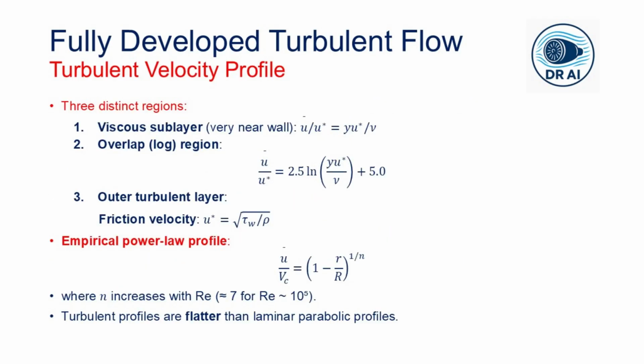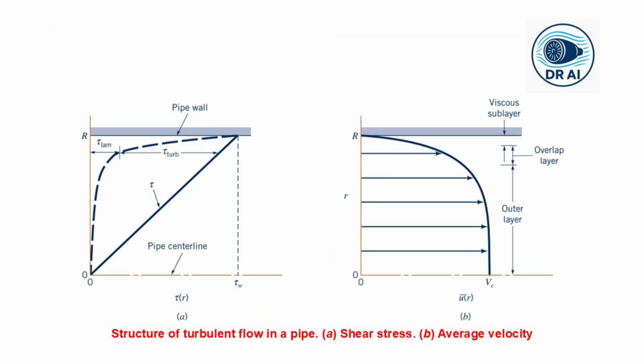So if we can't solve for turbulent flow exactly, what can we do? We can observe it, and observations combined with brilliant dimensional analysis have revealed a distinct layered structure. So now look at this figure. We can divide the flow into three regions based on distance from the wall. The first one is the viscous sublayer. The second one is the outer layer, and the third one is the overlap layer. Now let's describe all of these three one by one.